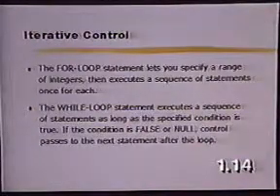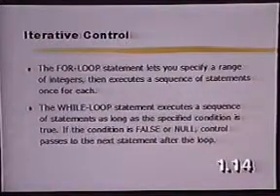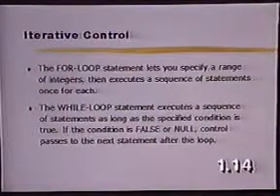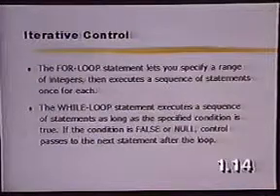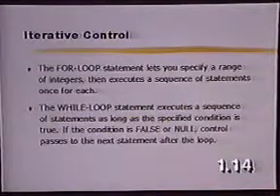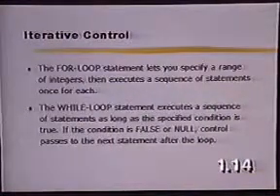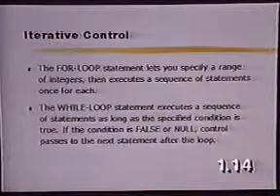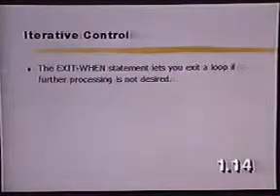Finally, another loop is the while loop. The while loop statement will execute a sequence of statements so long as the specified condition is true. If the condition becomes false or null, control then passes on to the next statement after that loop. Finally, the exit when statement lets you exit a loop if further processing is not desired.